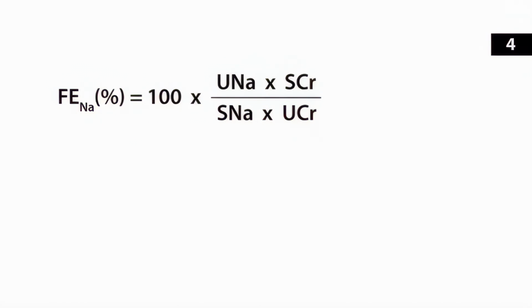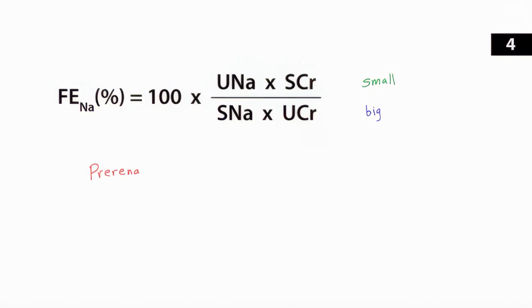And you calculate it by multiplying 100 times urine sodium times serum creatinine, divided by serum sodium times urine creatinine. I remember that the small numbers go on top and the bigger numbers go on bottom. Urine sodium is smaller than serum sodium. Serum creatinine is a lot smaller than urine creatinine. When you calculate it, the FENA is normally around 1%.